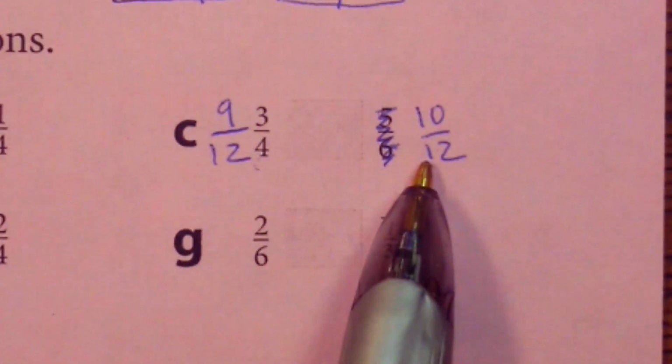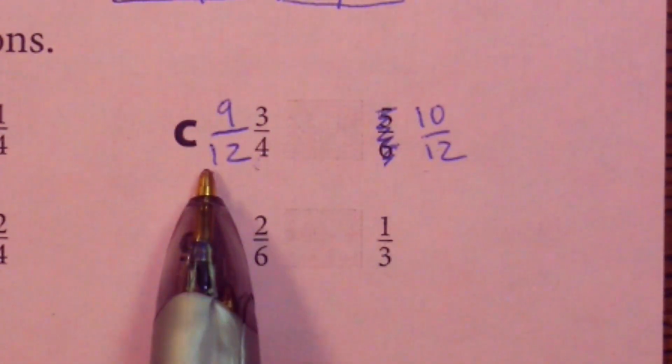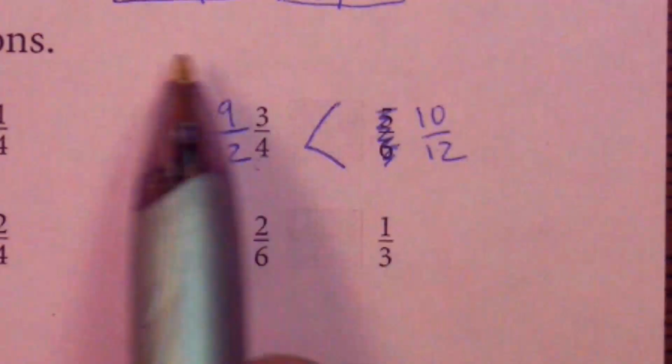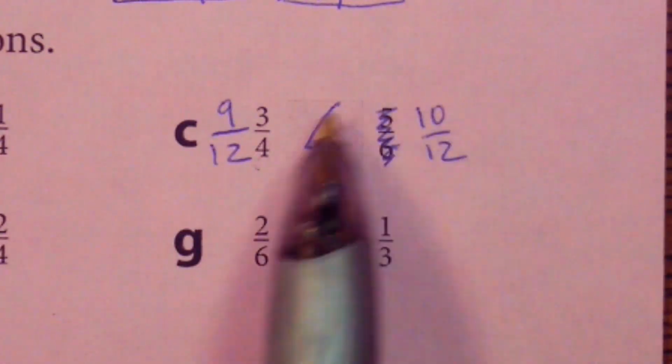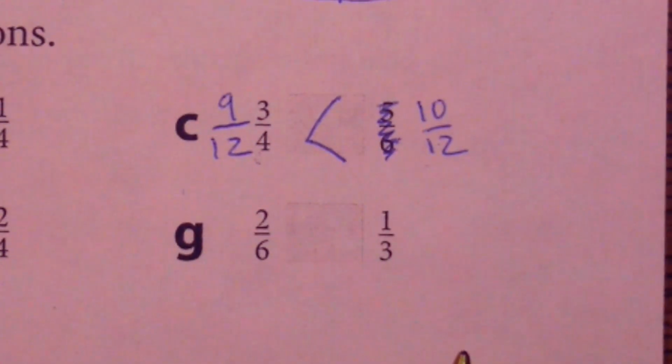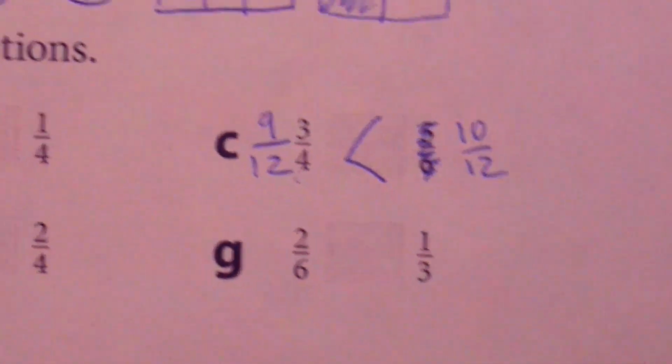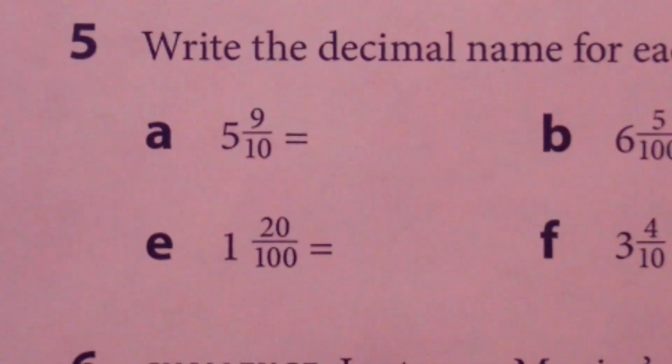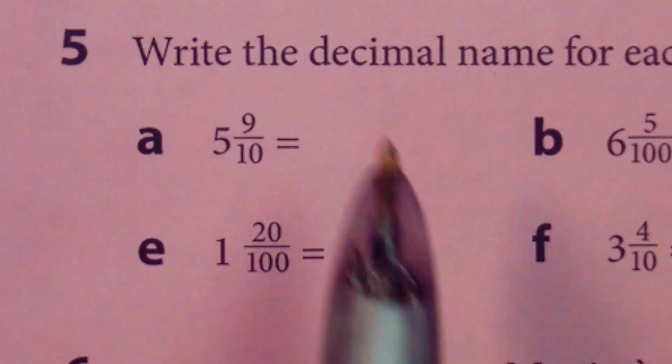Now I can compare these fractions because the denominators match. Which one has more 12ths? Alligator eats the larger number. If I were to end up with 10 and 10, they would be equal, right? Just to make sure you're aware that some of these might be equal. Pause this video while you work on the bottom line of number 4.